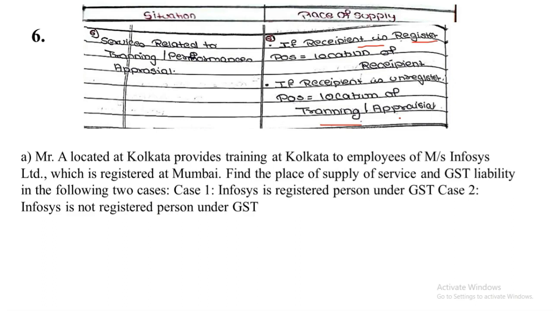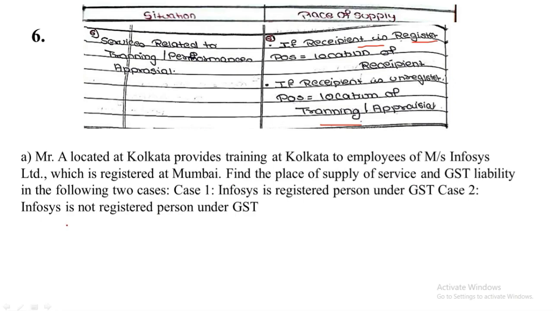Now to understand that, we have two examples. We'll take up the first example. Mr. A, located at Kolkata, provides training at Kolkata to employees of Infosys Limited, which is registered at Mumbai. Find the place of supply and service of GST in the following cases. Number one, Infosys is a registered person. Now, Infosys is a recipient.